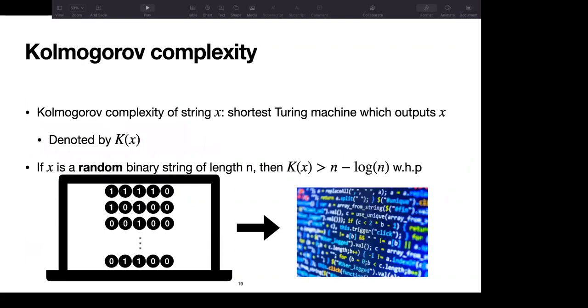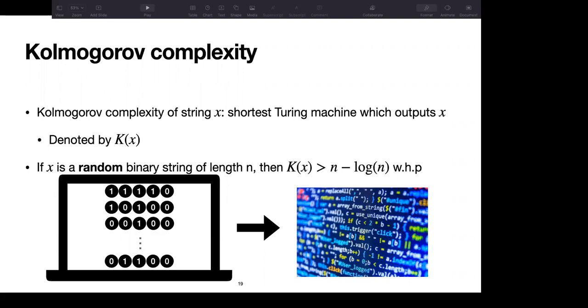Okay, Kolmogorov complexity, maybe you're familiar with this. The Kolmogorov complexity of a string X is just the shortest Turing machine which outputs X. We denote this by K(X). Note that this definition is a little bit vague: what encoding of Turing machine, how many tapes. It doesn't matter. It really doesn't matter.